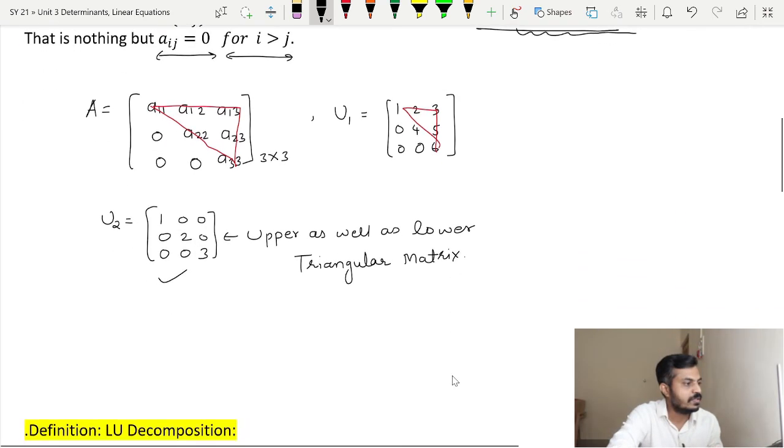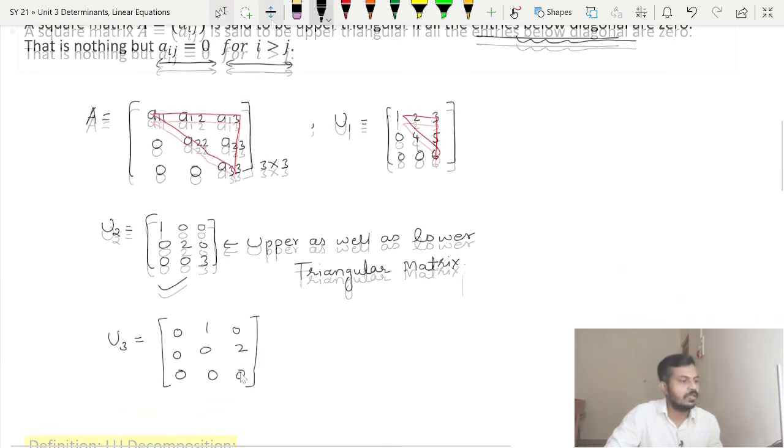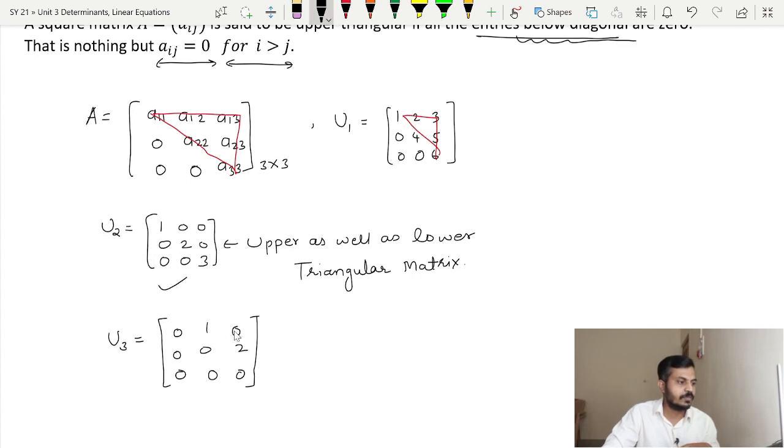Now moving towards the next example. If you see this particular example, still it is an example of an upper triangular matrix, because you can see that all the entries below the diagonal are equal to 0. Is that fine? Okay.